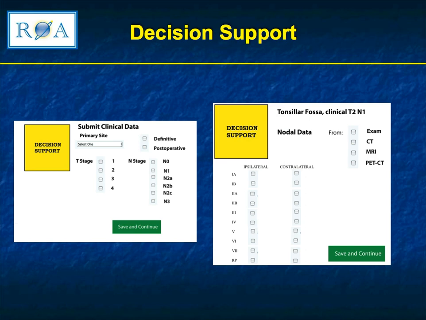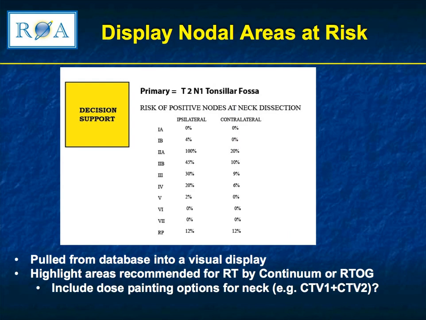Hit save and continue, go to the portion on the right, and for the sake of argument, we put in tonsillar fossa, clinical T2N1, and you can then enter how you obtained that nodal data. If you want, or for simplicity you just want to leave that out, you could just enter which of those different areas were clinically involved, ipsilaterally and contralaterally, and that could then query the database to give you the endpoint that you want. So that would be a way to potentially design this. That could then give you a way of displaying those nodal areas at risk.